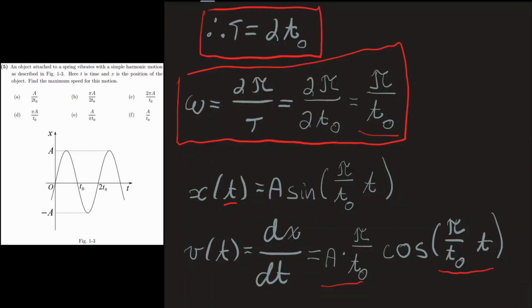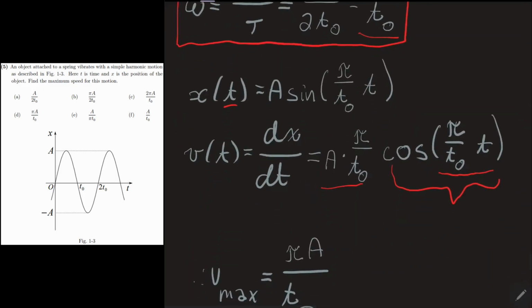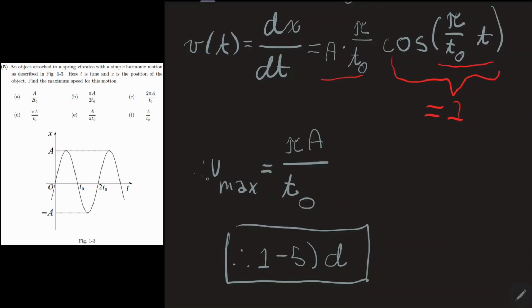Now the question asks for the maximum speed, so we need to find when this whole equation equals its maximum, and it's actually pretty straightforward. Now, as I mentioned before, cosine of theta is always between -1 and +1, meaning the greatest number it can ever equal is just 1. And so if we want to find the greatest speed, then we just set this cosine term to its greatest possible value, which is just 1. And so then if that equals 1, we find that the maximum speed is just equal to pi times the amplitude divided by t sub 0, which is option D.